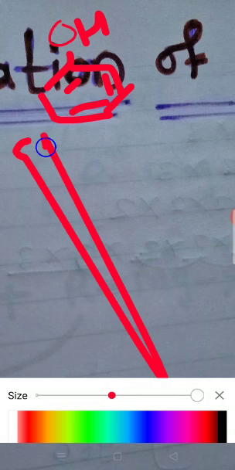Students, we know phenol. Phenol is a compound with an OH group attached to a benzene ring. Phenol is prepared from chlorobenzene.